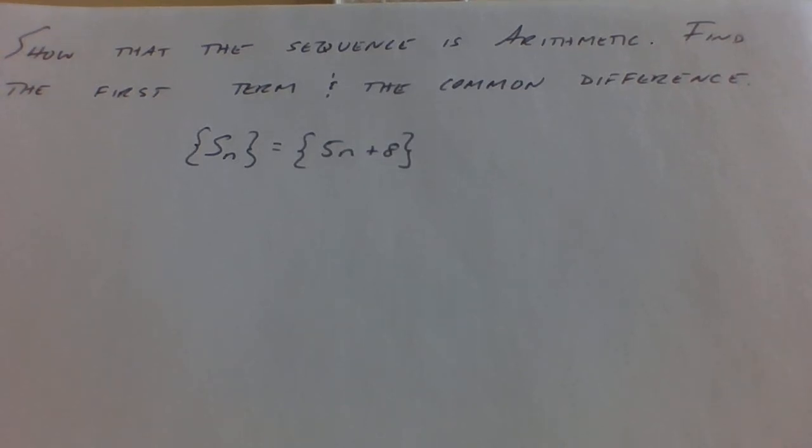So let's go ahead and take a look at our next example. We want to show that the following sequence is arithmetic, which means we want to go ahead and find our first term, and we want to be able to identify the common difference. We're going to be using the sequence s sub n equals 5n plus 8.